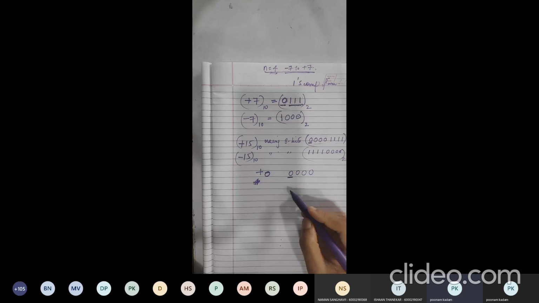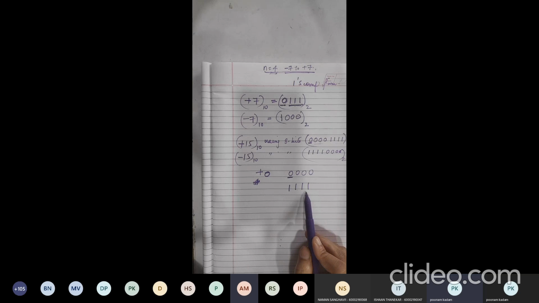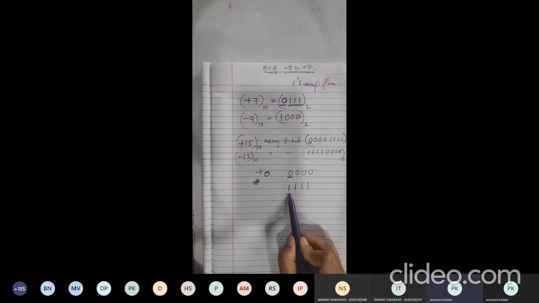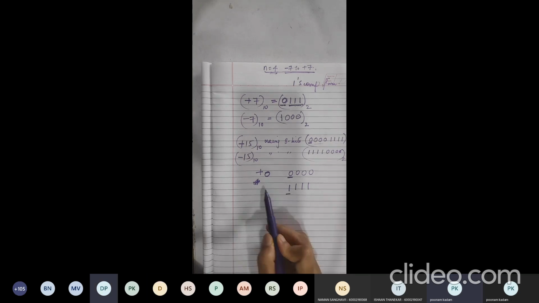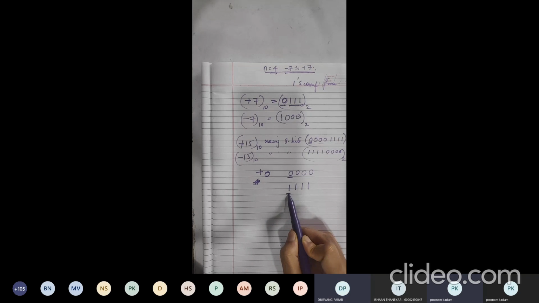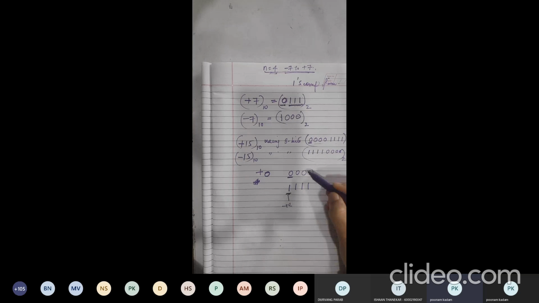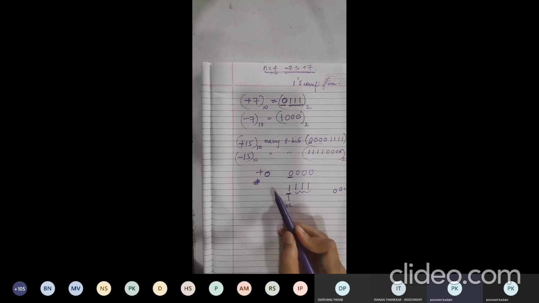What if I write 1, 1, 1, 1? If I say this is the binary sequence in ones complement representation form, what is this representing? It is representing minus 0. MSB is 1. It means it is indicating a negative number. And to find the value of this number, you take one's complement of this. So one's complement of this is 0, 0, 0, 0. Take one's complement of the remaining bits. It is 0, 0, 0, which means decimal number 0. So it is representing minus 0.